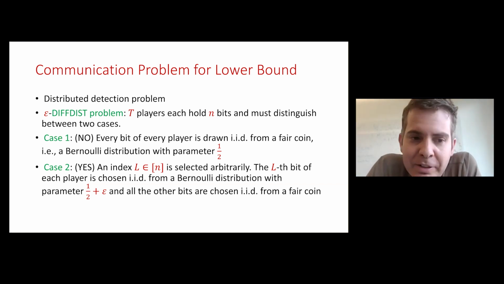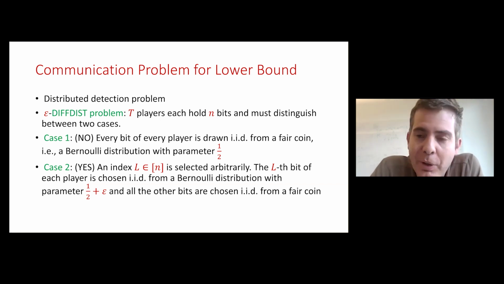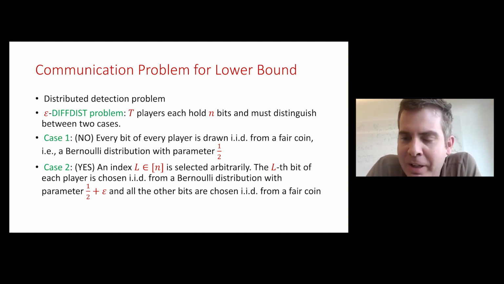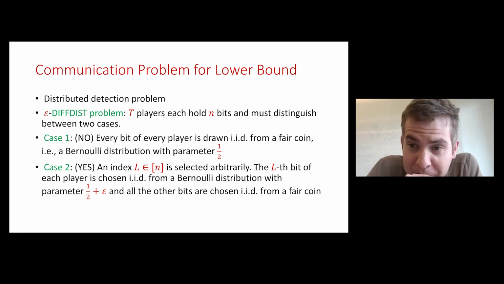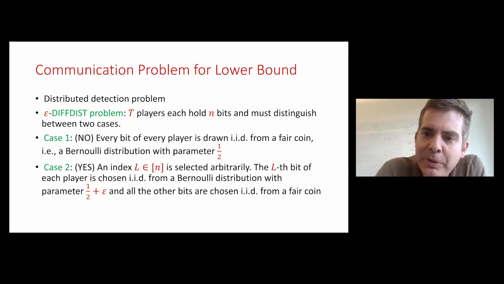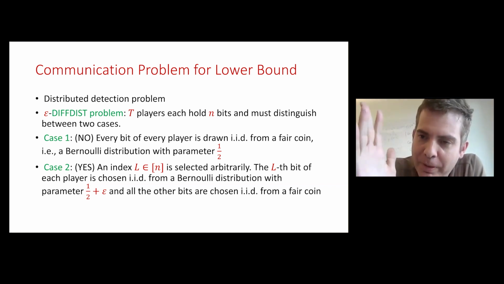And there are two cases that need to be distinguished. I'm going to call the no distribution case one: every bit of every player on every day is an IID fair coin toss. Everything is completely random. We're going to try to distinguish that case from case two, a yes instance, where we choose an expert uniformly at random, or in fact, it could be arbitrary. We choose an expert arbitrarily.